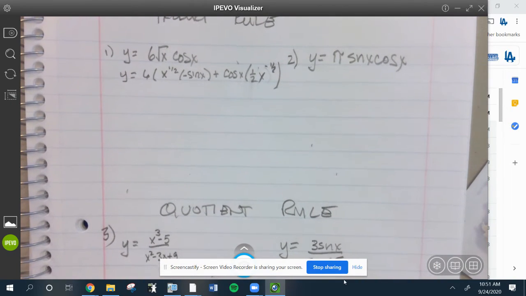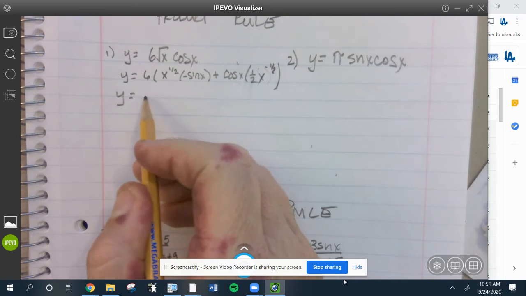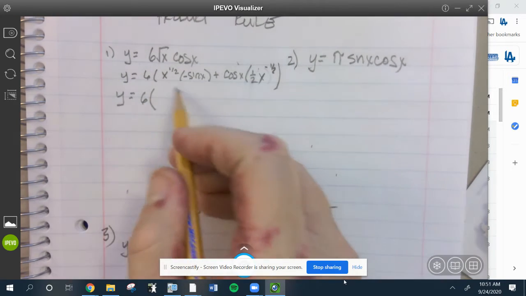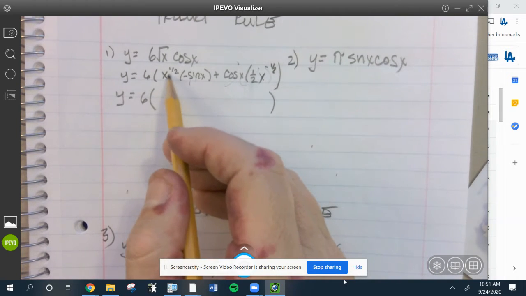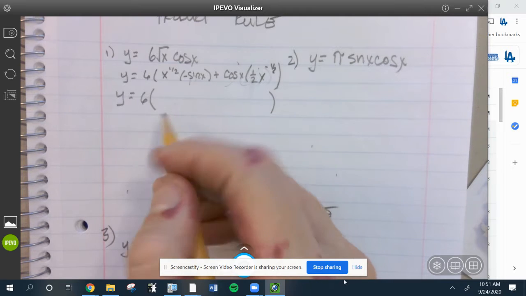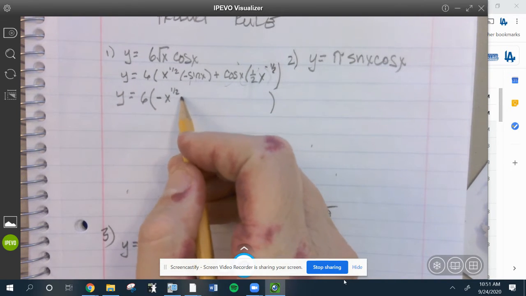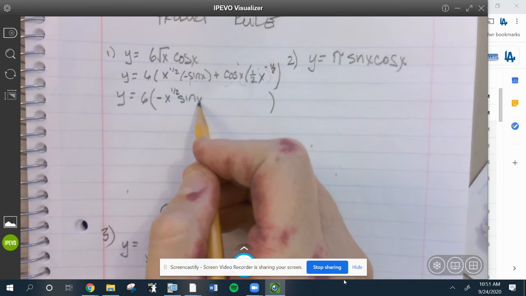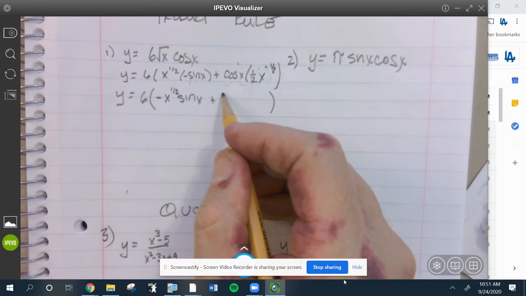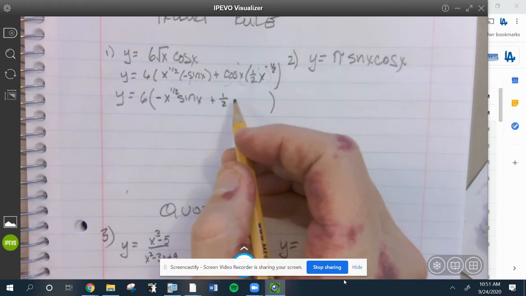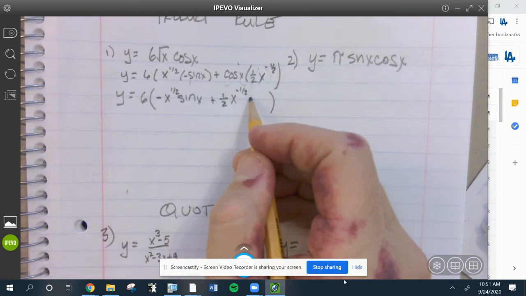Now we're going to simplify. So the first thing we're going to do on simplification is we're going to clean these terms up. x to the 1/2 times a negative sine x is negative x to the 1/2 sine x. This term, I always like to put the algebraic portion in front of the trig portion.